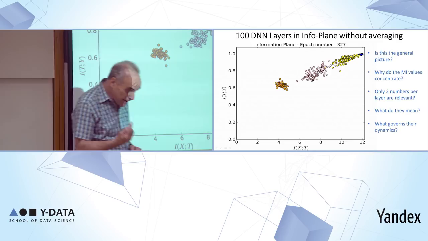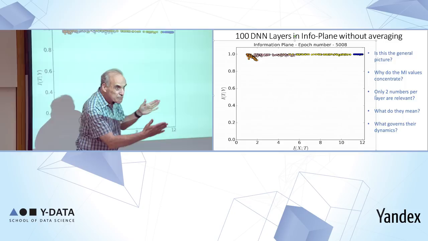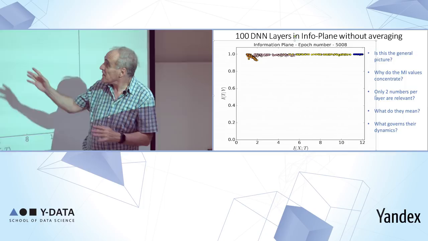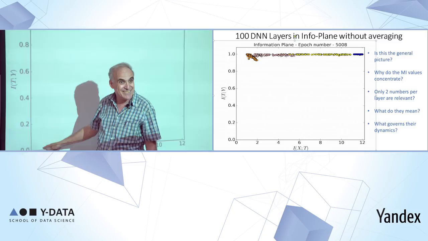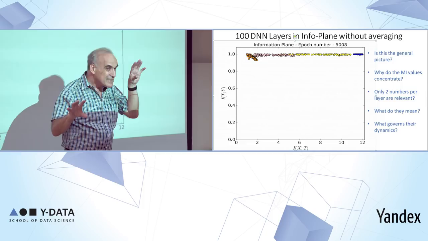Now, but the surprise is that from this point on, you see this very different type of trajectory. They keep on climbing up, but they also move to the left, which means all the layers essentially forget, in some sense, information about the input. And the last layer at the end is in this very nice point, where it has essentially one bit about the input and one bit about the output, which means that it remembers only, from all the complexity of the input, one bit: is it me or not me? This one bit that I really want to remember.